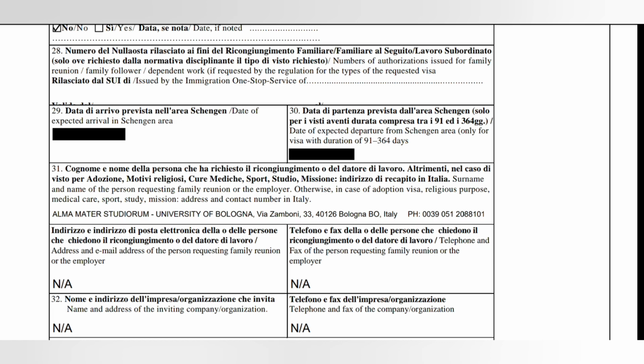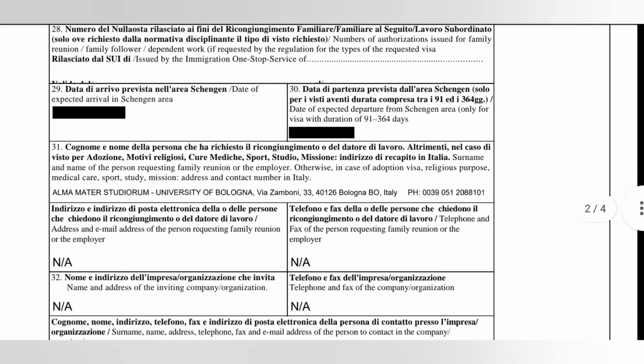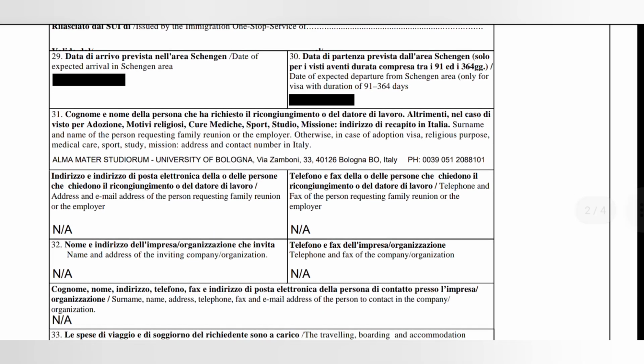Okay. So surname and name of the person requesting family reunion or the employer, otherwise in case of adoption visa. So employer, our employer here is our university. We are their students. So just write the details about your university like he did. The name and the address and phone number.